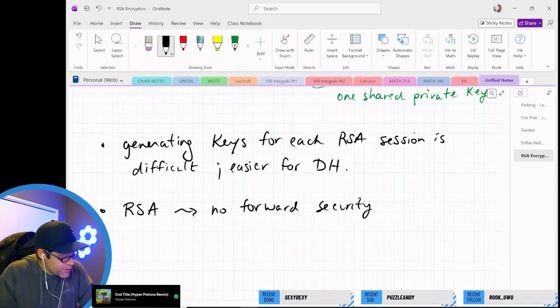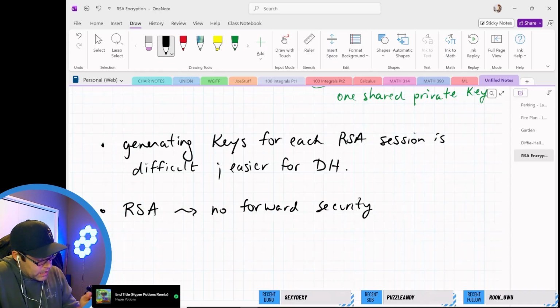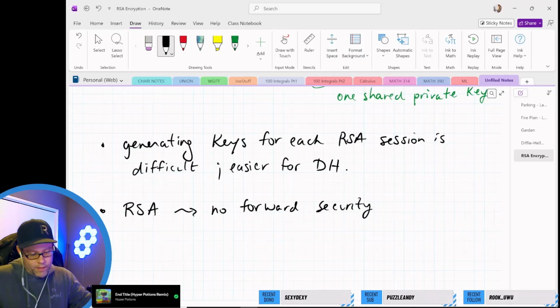So this is an interesting point. Let's just talk about this for a second. RSA provides no forward security. So what does that mean? It means, so I wrote down a leaked RSA key. So let's say you were able to find somebody's private key. A leaked private key would decrypt all past and future messages. Yeah, that's true, right?